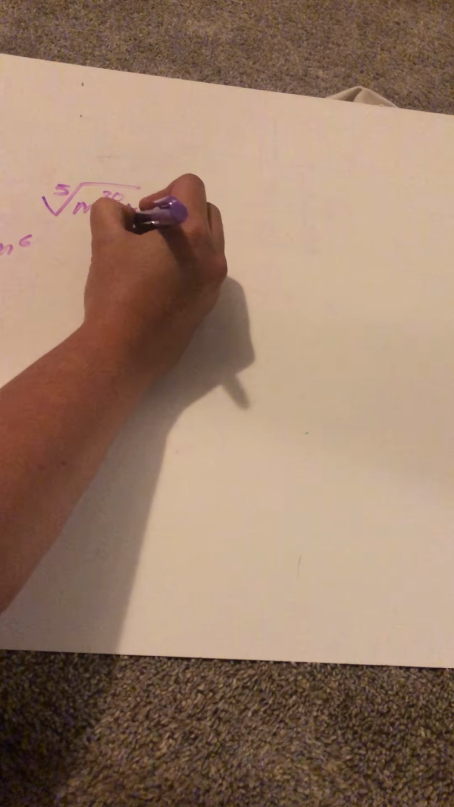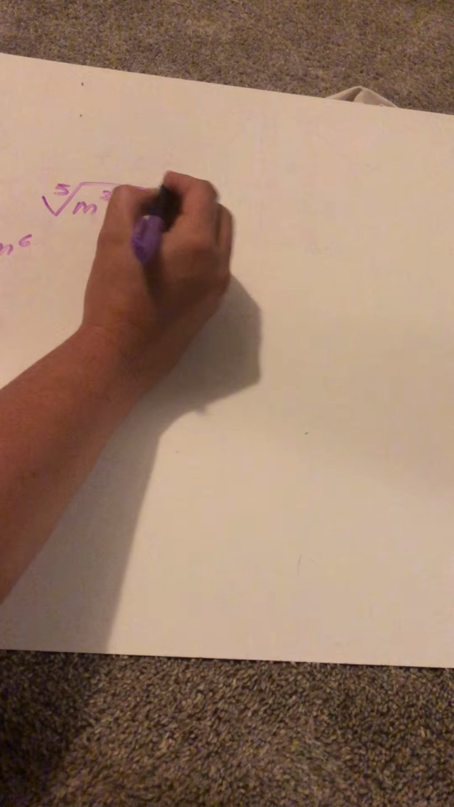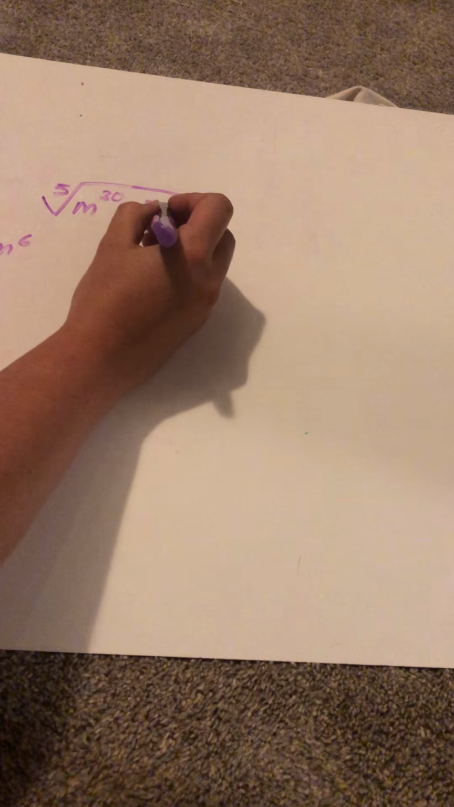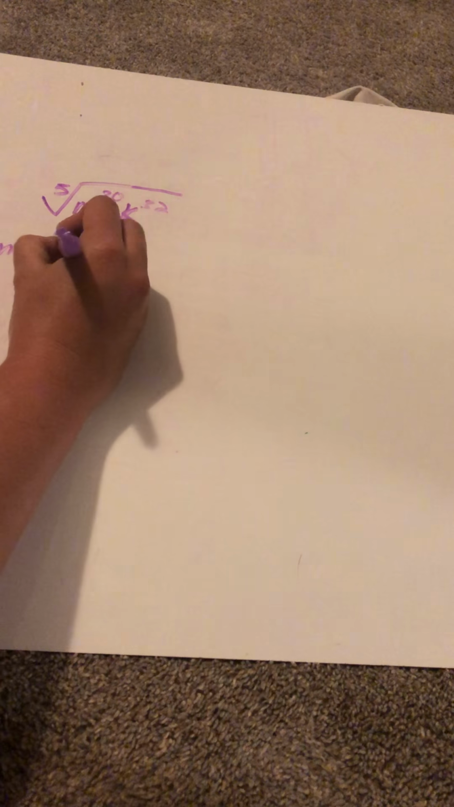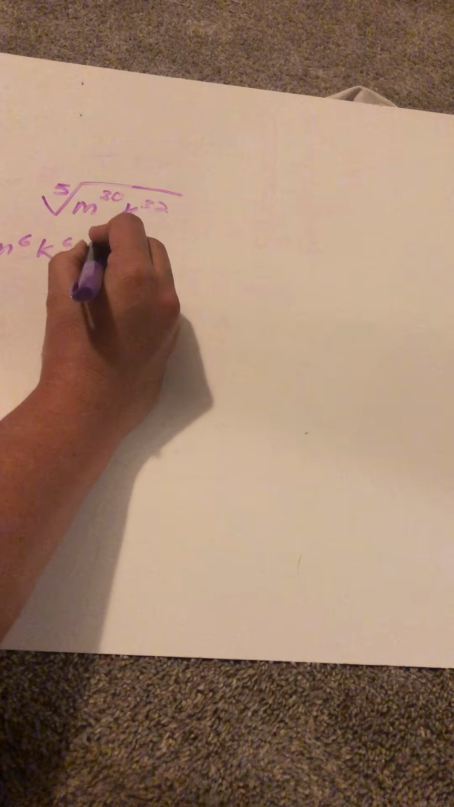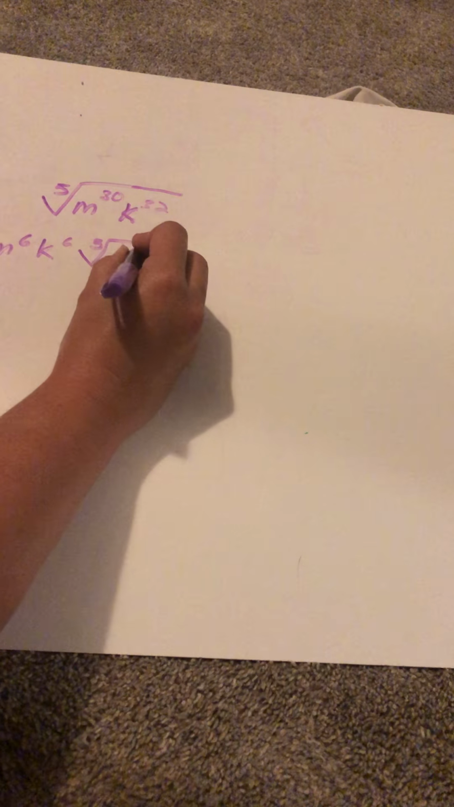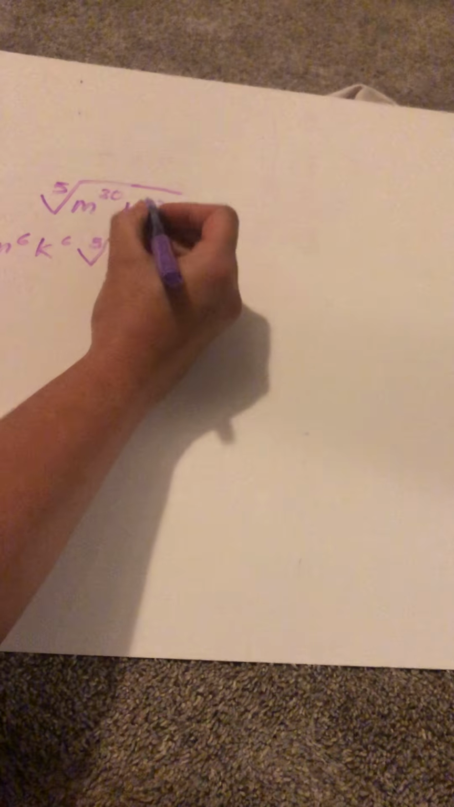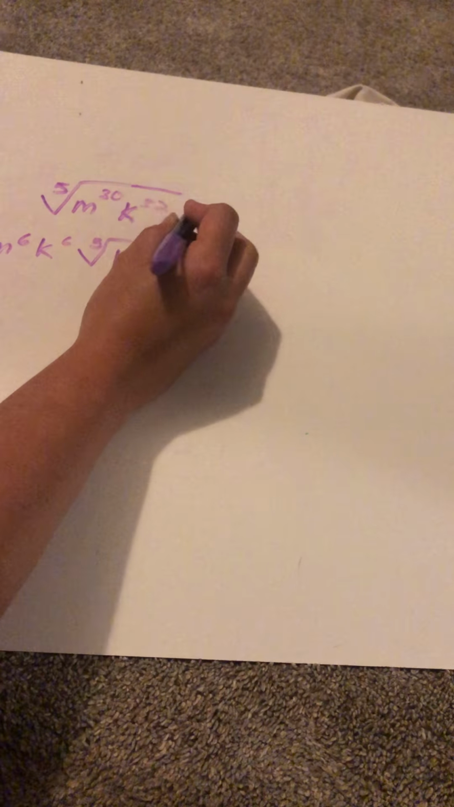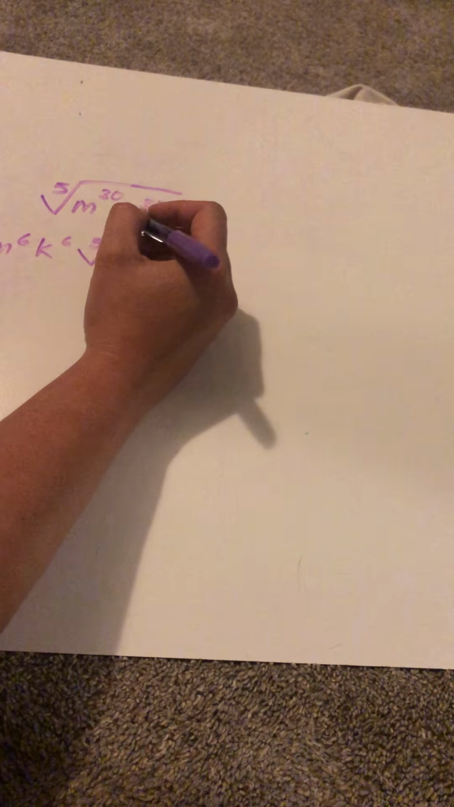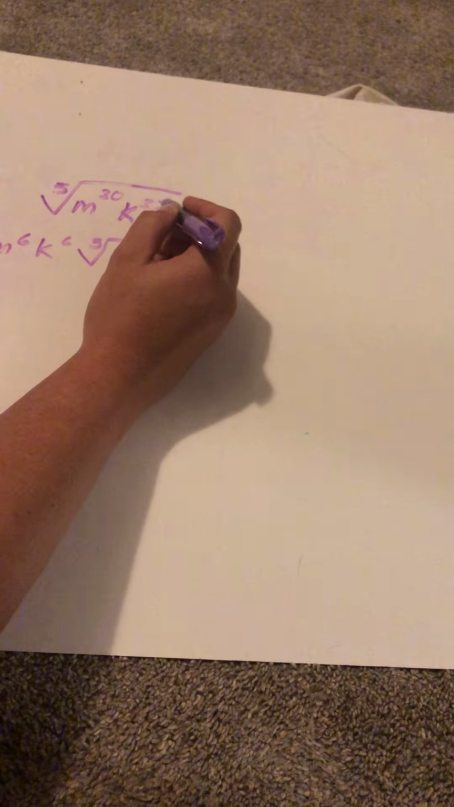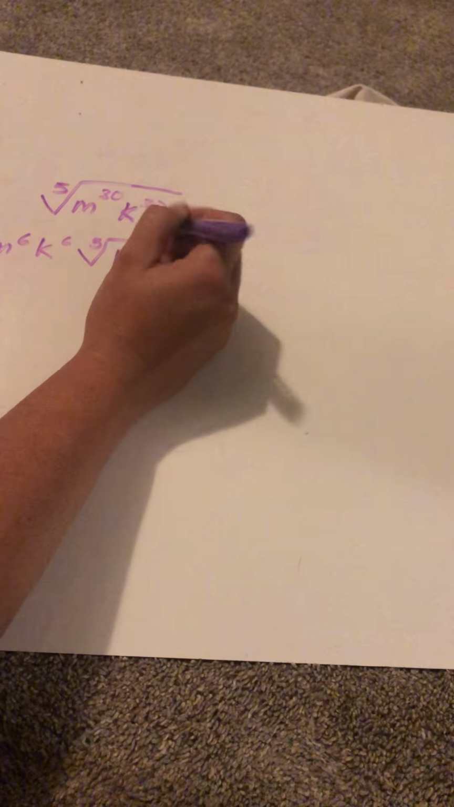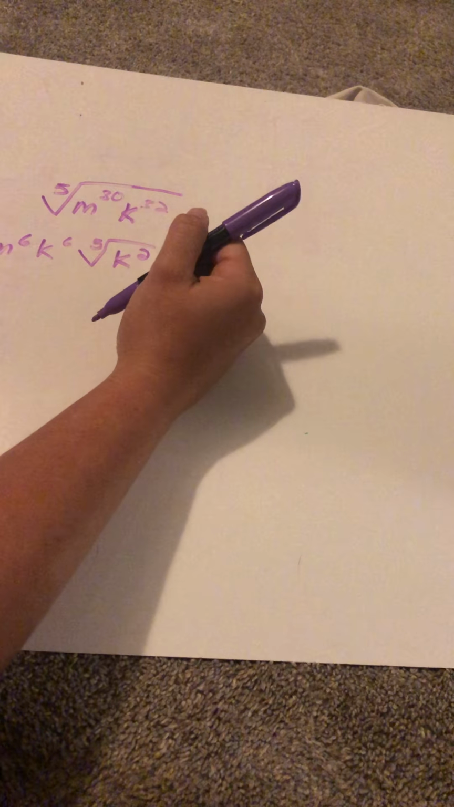Now 5 does not go into 32 evenly. It does, however, go in 6 times. So I could get 6 groups of 5 out of the 32, so k to the 6th power, and then I would have 2 k's left over, right? So k squared. Because again, k to the 32 means k multiplied 32 times. So if I'm looking for groups of 5, I could make 6 groups of 5, and then I would have those 2 k's left over, so k squared, because k times k makes k squared.